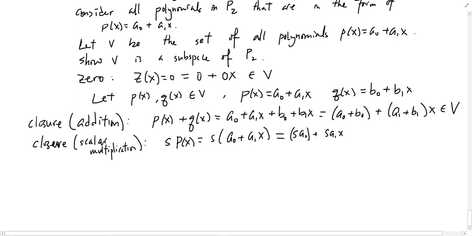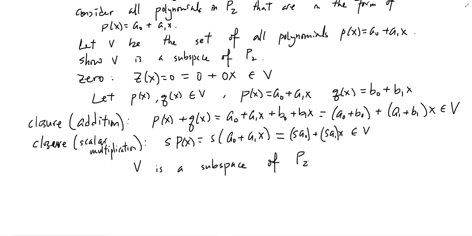So therefore, this s a sub 0 becomes my new a sub 0, and s a sub 1 becomes my new a sub 1. Notice that this is still just a linear polynomial, which is what every polynomial in V would be. So this would still be in V. And therefore, by showing that the 0 element is in V, and that addition closure and scalar multiplication closure are both satisfied, I can now conclude that V is a subspace of P2.